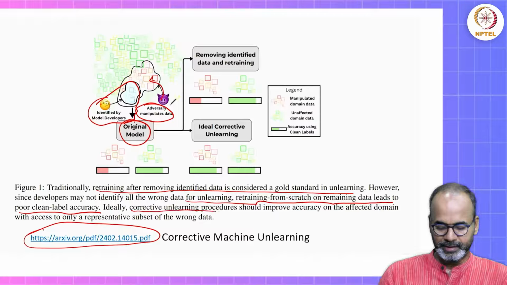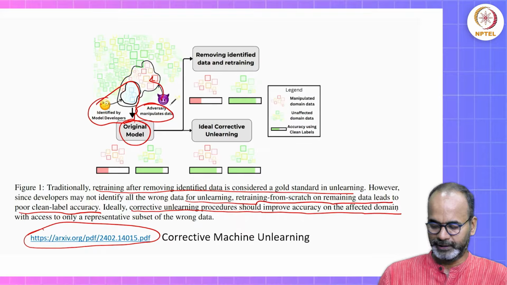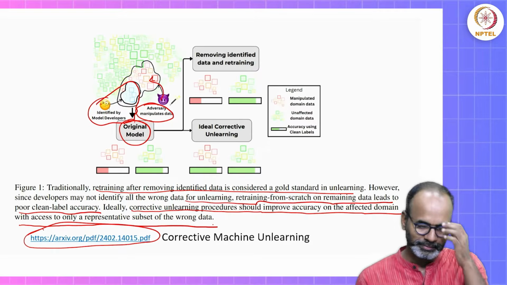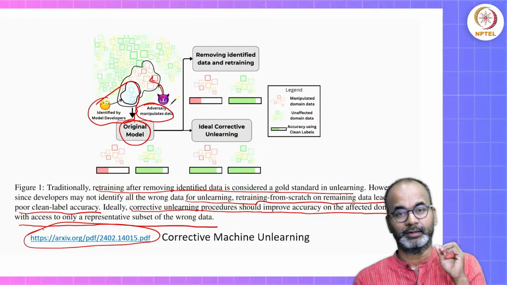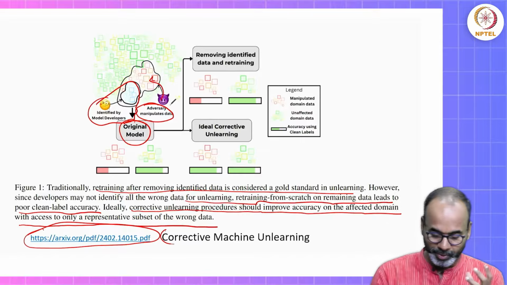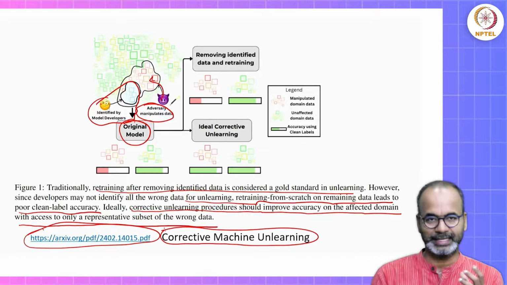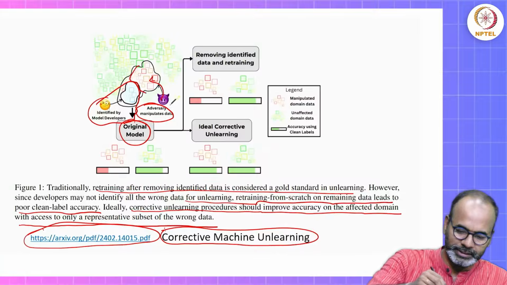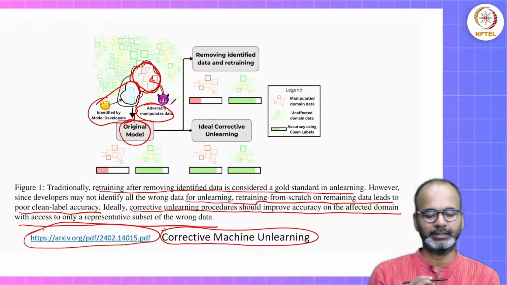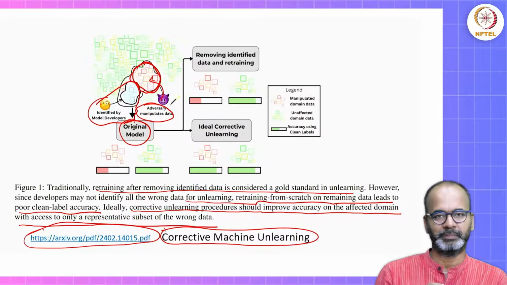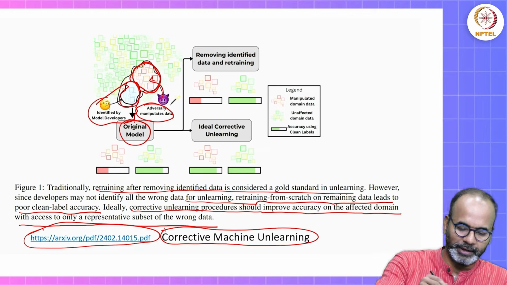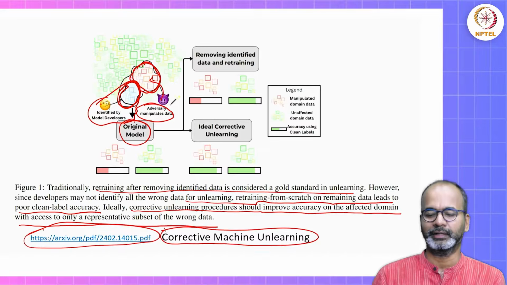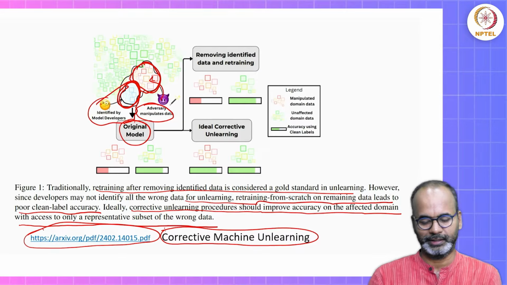Ideally, a corrective unlearning procedure should improve accuracy on the affected domain with access to only a representative set of wrong data, right? The goal of corrective machine unlearning is that even if I have only a representation of the adversary data, even if I have a representation of the identified data, we should be able to actually unlearn that. That's the goal here, right?